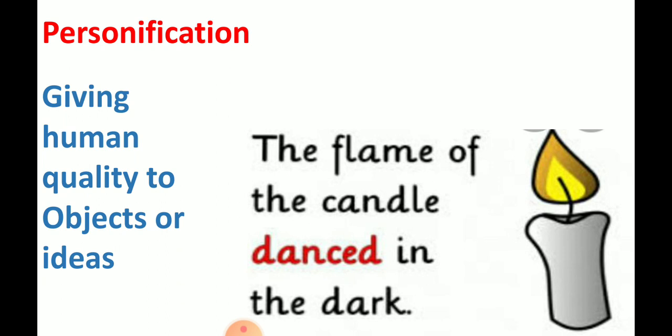So personification is when human quality is given to objects or ideas, it is said to be personified. So dancing is a human quality given to the candle. Next, laughing. So what will be the sentence?